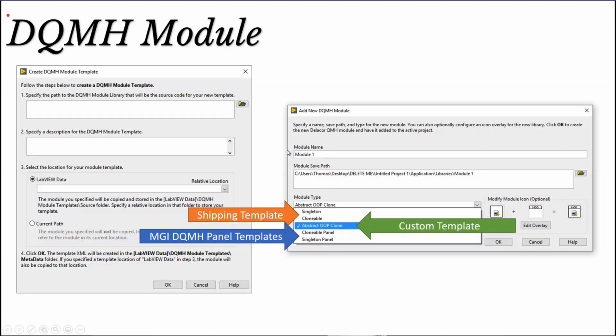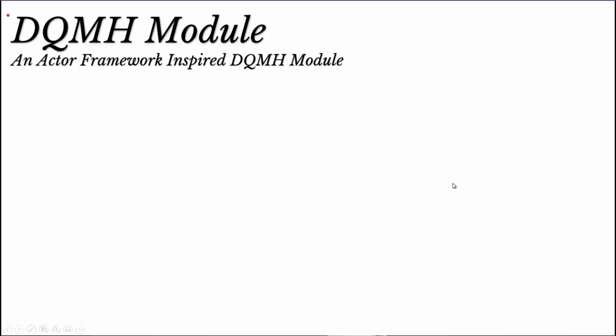Okay, so I went into Tools, Event Core, DQMH, Create DQMH Module Template. And that's because I wanted an actor framework inspired DQMH module. Because it was only fairly recently I got involved in DQMH. I essentially went state machine, queued message handler, actor framework. And then I was using actor framework for quite a long time. And then I got involved in DQMH fairly recently.